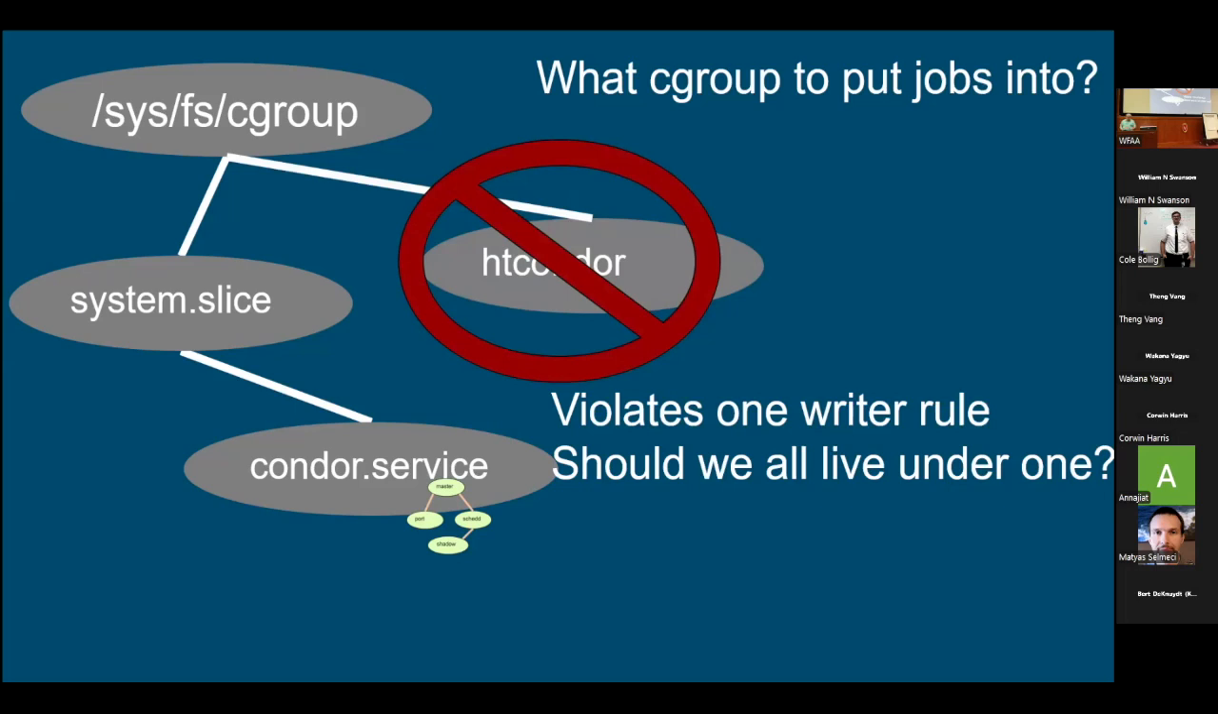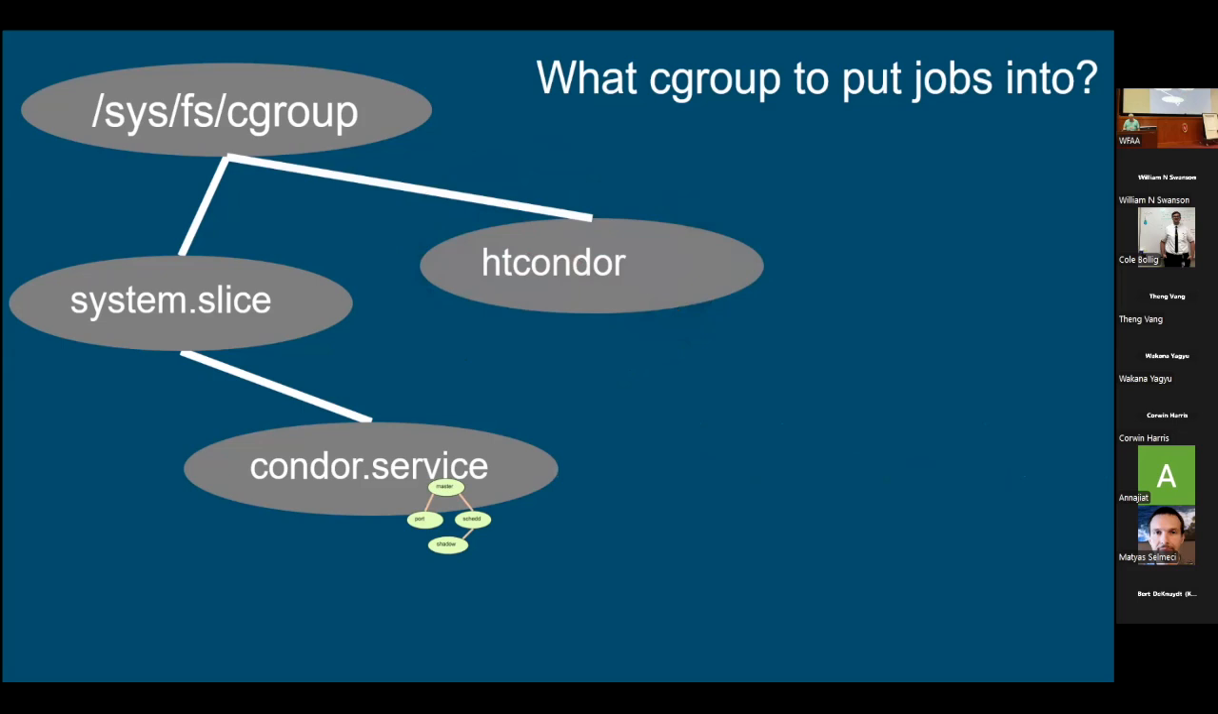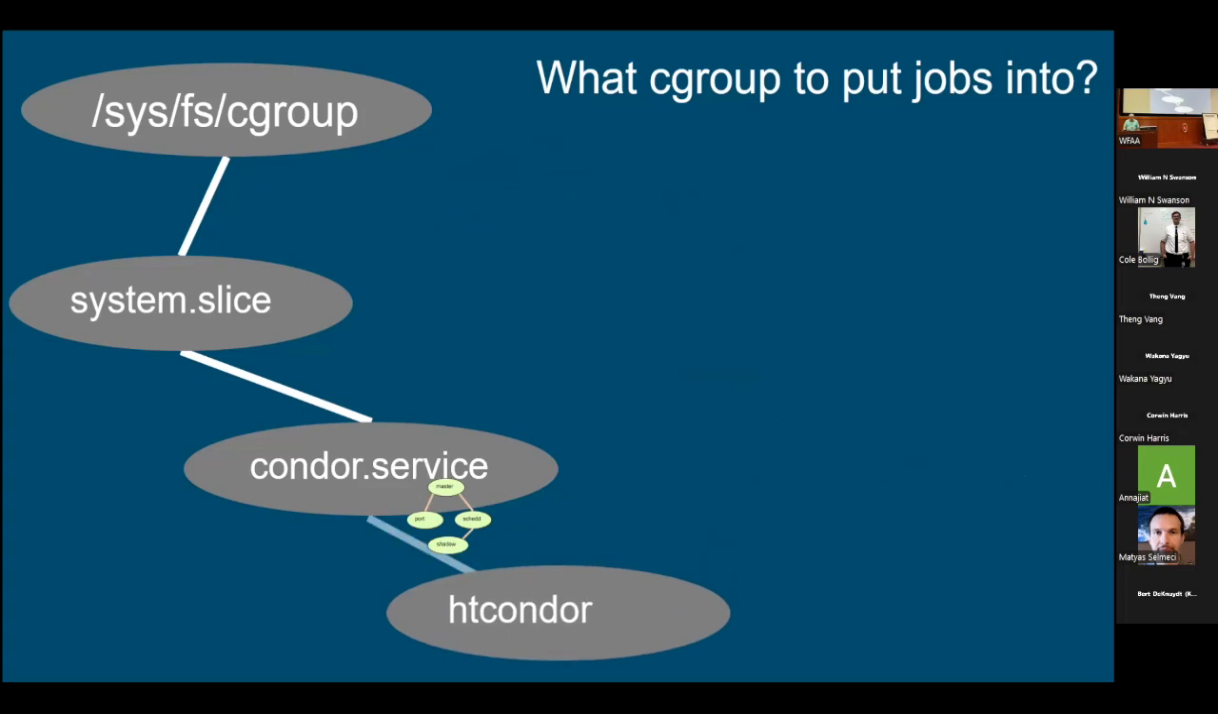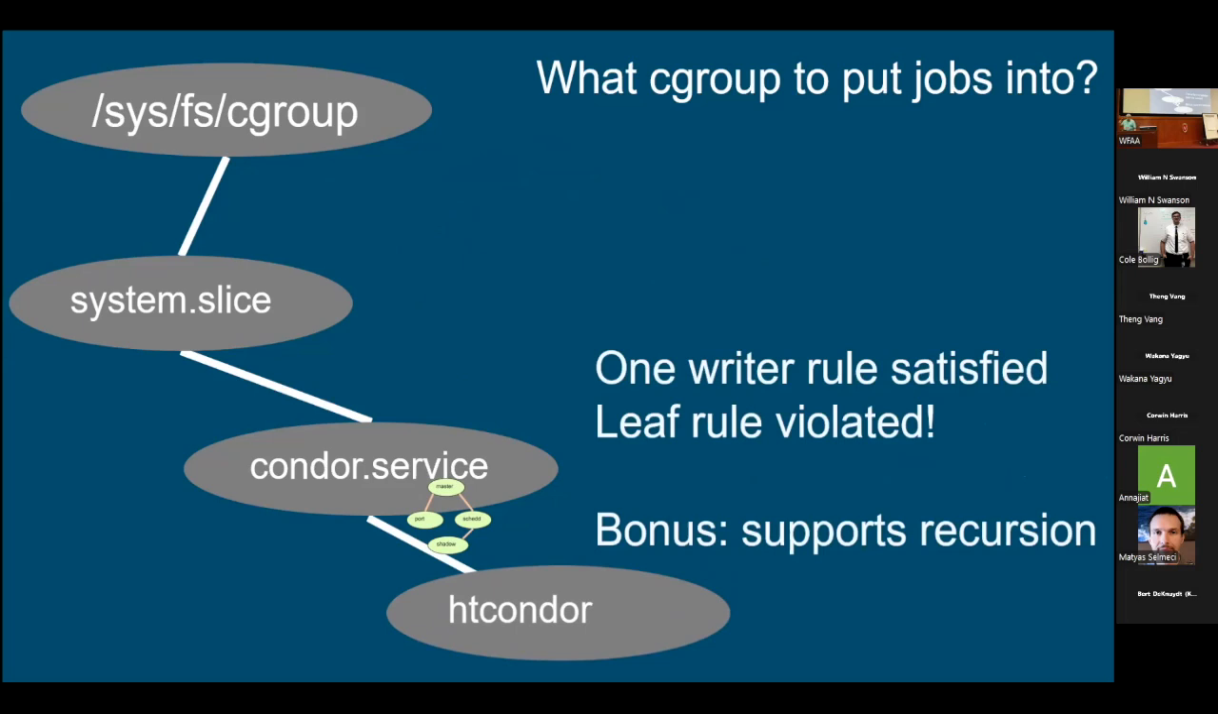And also, it doesn't nest very well. For example, if a Condor job happened to be recursive and launch a glidein, we couldn't also write it at /condor because that's global. So what we could do is move the job under the condor.service and make a cgroup there. That would be better because then we can recurse. If the job itself is Condor and wants to put its subjobs in a cgroup, we could do that, and that would nest, and that would be great. But this violates the leaf rule because our Condor daemons are in the Condor service. So how do we fix this?